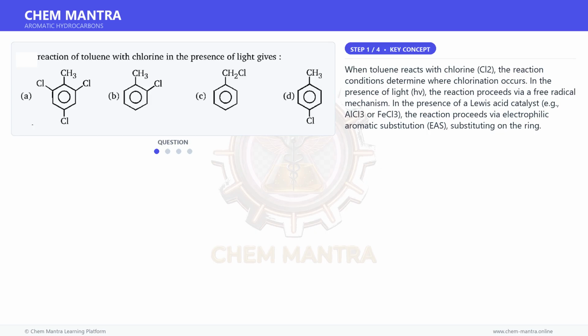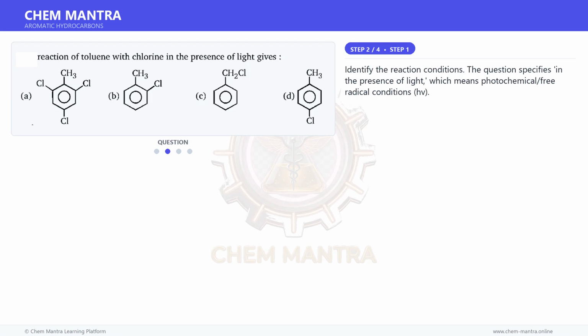When toluene reacts with chlorine, Cl2, the reaction conditions determine where chlorination occurs. In the presence of light, hν, the reaction proceeds via a free radical mechanism. In the presence of a Lewis acid catalyst, for example AlCl3 or FeCl3, the reaction proceeds via electrophilic aromatic substitution, EAS, substituting on the ring.